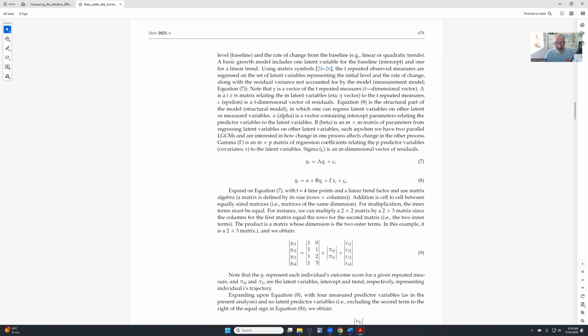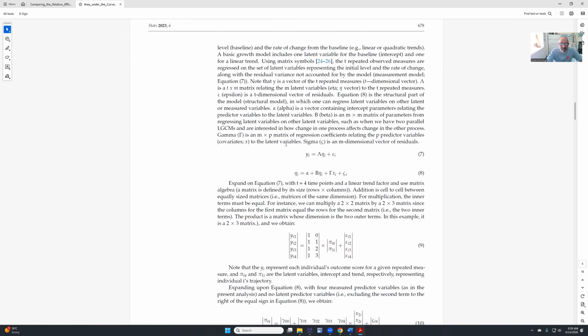I do that a lot when we are comparing growth in two different processes. Say, cigarette smoking and physical activity. Does rate of change in physical activity influence rate of change in smoking or something like that? That's something we call parallel processes or associated processes, latent growth curve models, right? Gamma is an M by P matrix of regression coefficients relating the P predictor variables, or we can call them covariates, X, so this is it right here, to the latent variables. So we might have predictors of the latent variables. They could be whatever, any kind of thing, predictors.